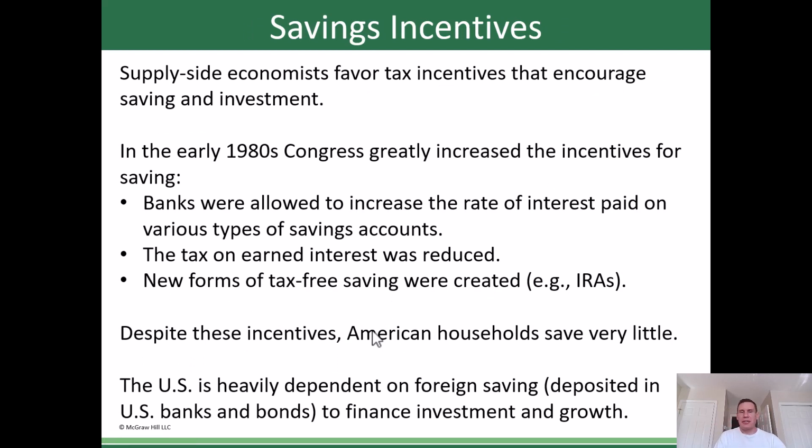Supply side economists favor tax incentives that encourage saving and investment. So in the early 80s, Congress greatly increased the incentives for saving. Banks were allowed to increase the rate of interest paid on various types of savings accounts. The tax on earned interest was reduced, and new forms of tax-free savings were created. So things like IRAs, an IRA is an individual retirement account. You may have also heard of a Roth IRA. There's 403bs, 401ks. The list is pretty much endless. Now, despite these incentives, American households save very little. The US is heavily dependent on foreign saving deposited in US banks and bonds to finance investment and growth.